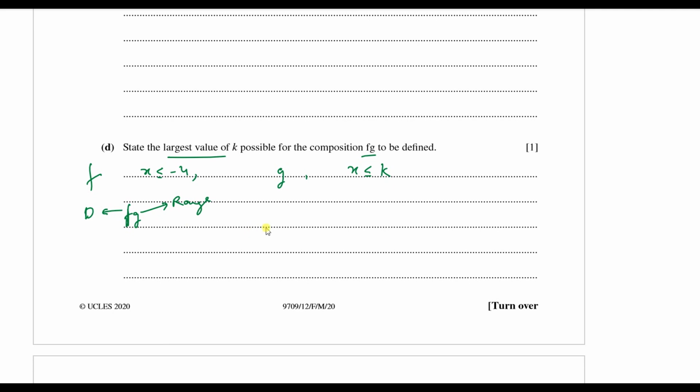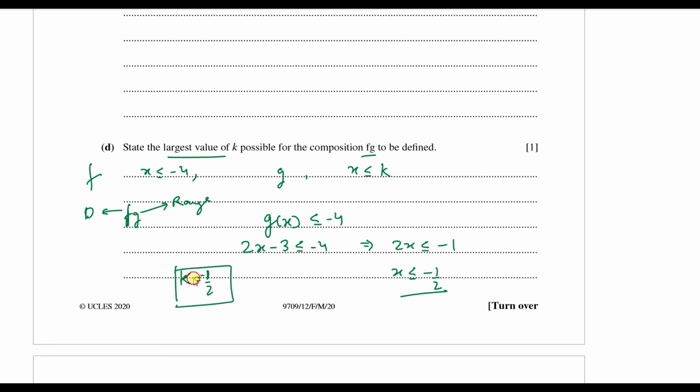It means that g(x) should be less than or equal to -4, or 2x - 3 is less than or equal to -4, or we can say 2x is less than or equal to -1, and hence x should be less than or equal to -1/2. So the largest value of k possible is -1/2. I think it is okay.